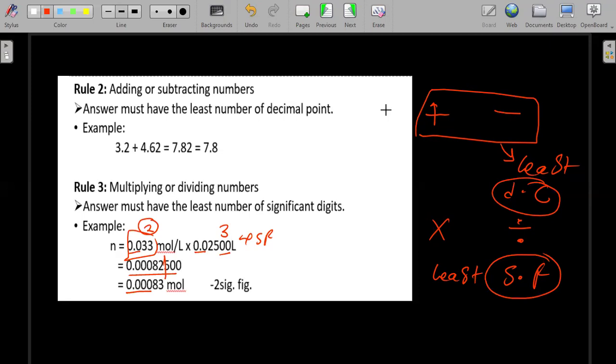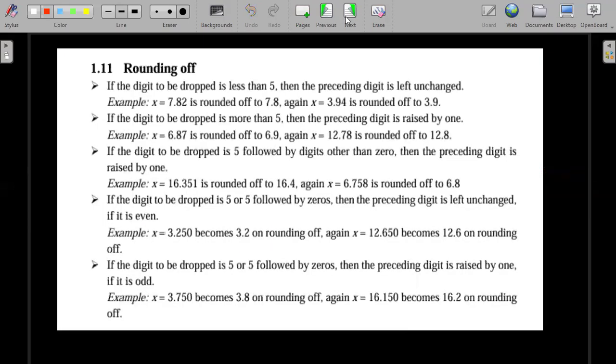Okay, so I hope all is well. We can move to the other concept, unless there's a question. Okay, so if there's no question, we can move to issues to do with rounding off.